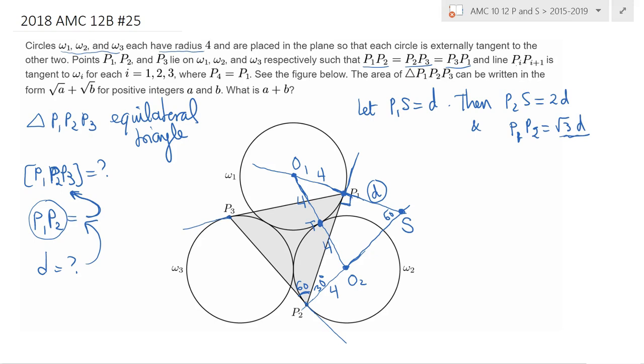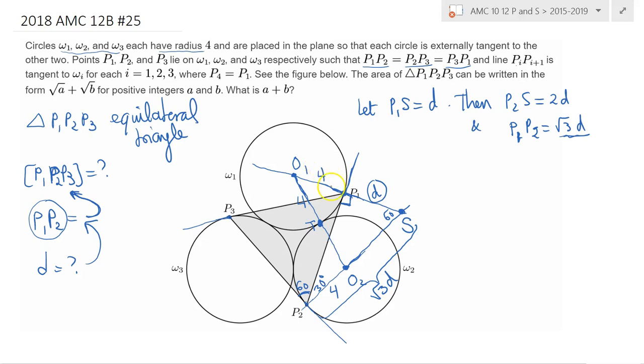So how can I measure those finally? Let's see. We mentioned this whole thing is root 3 D. We have a D here, we have a 4 here. Yeah, no, sorry, 4 is TO2. No, we don't know what P1P2 is, so that's not a very good idea.